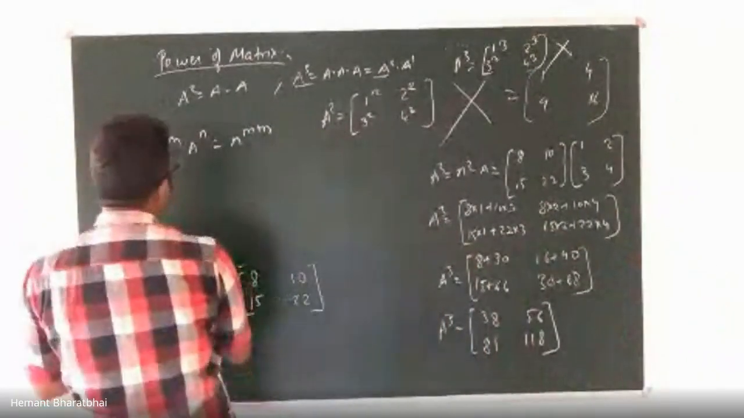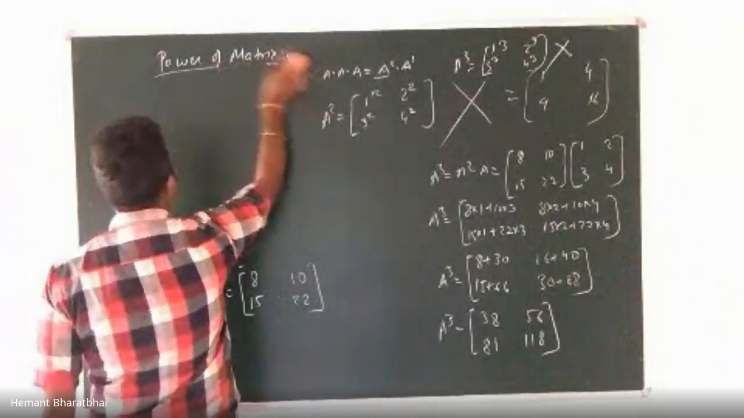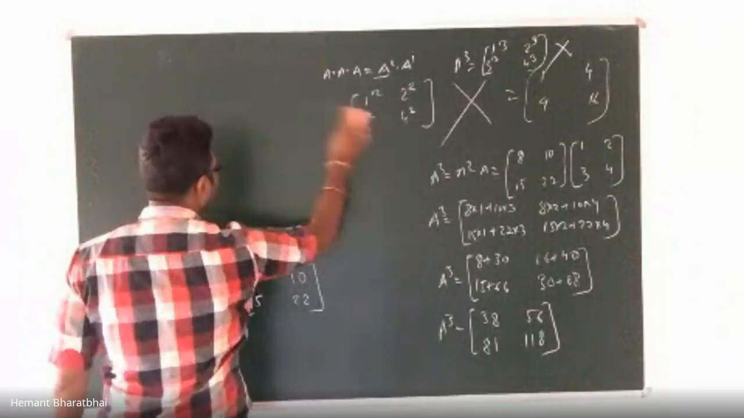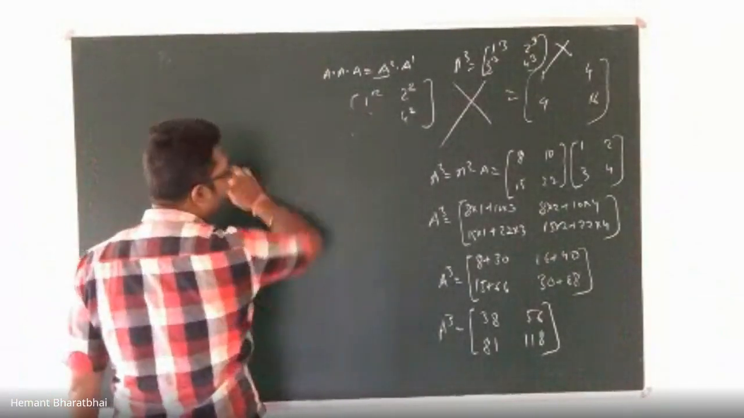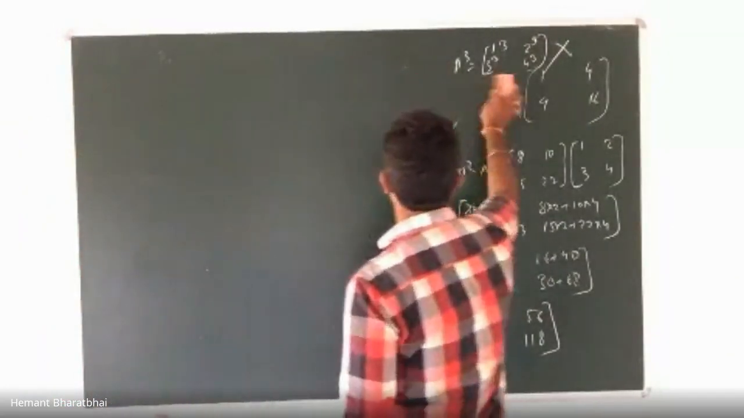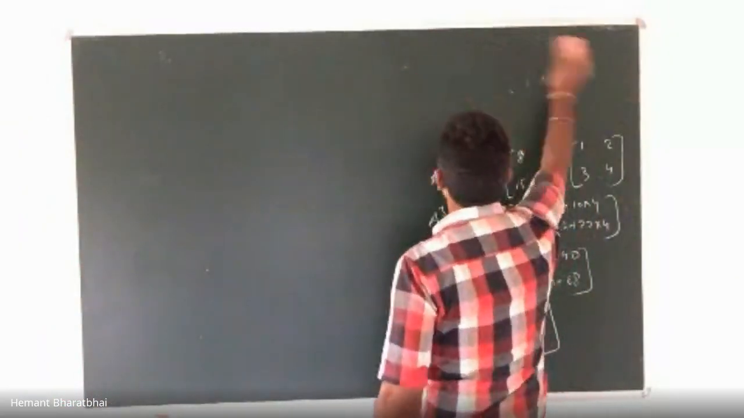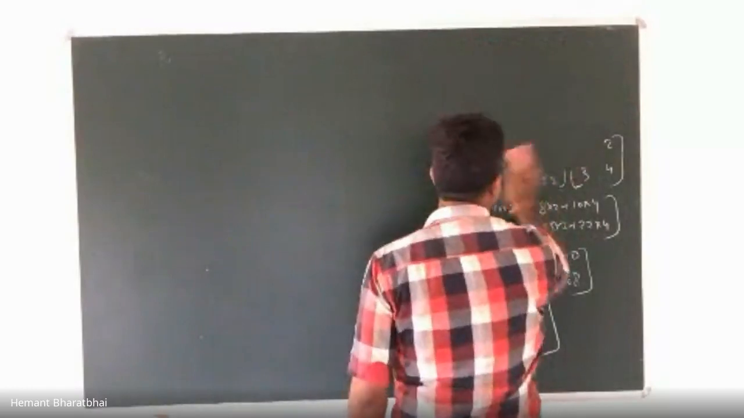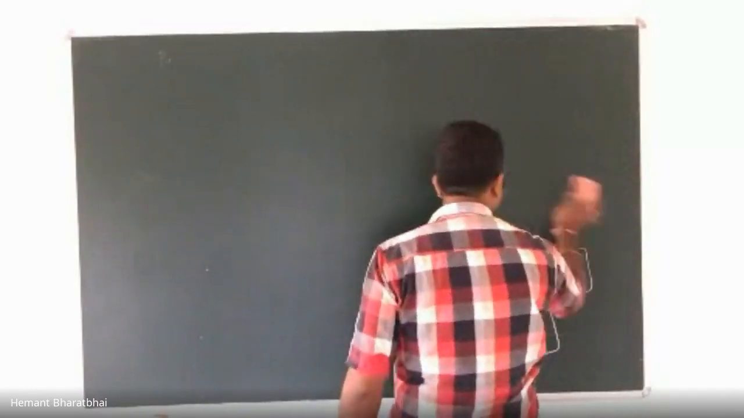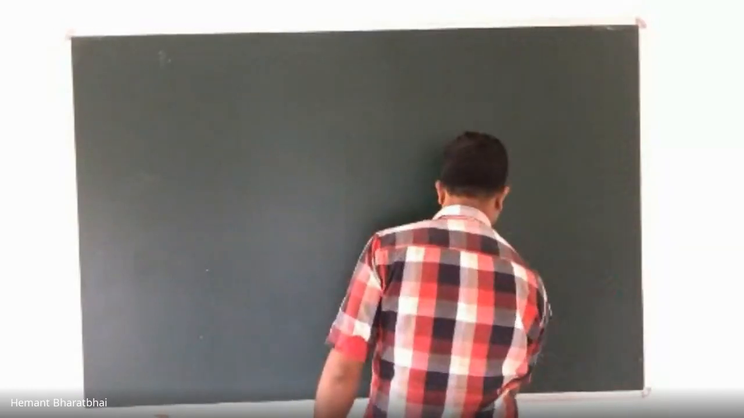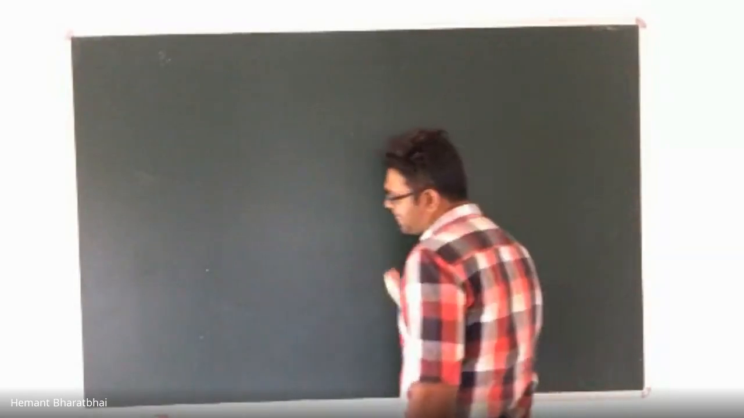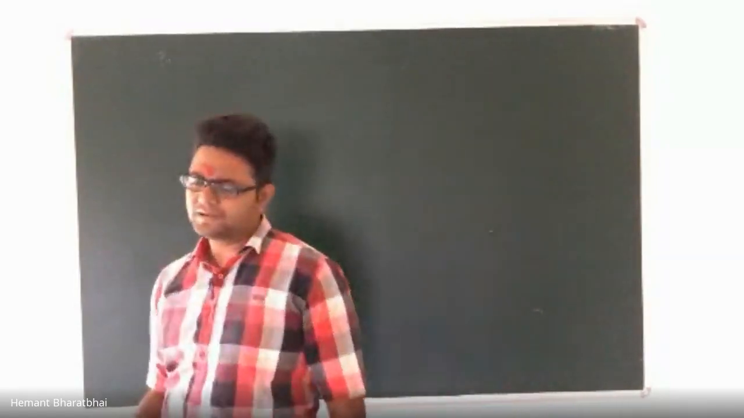So the laws of indices you can apply similarly to what you have applied in algebra, but you have to remember one thing: when you are doing squaring or cubing, you will not cube or square the elements. Instead, we will have to physically multiply it to get the answer.